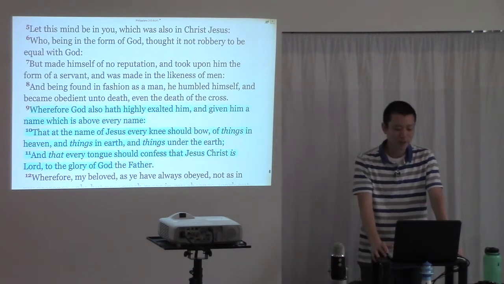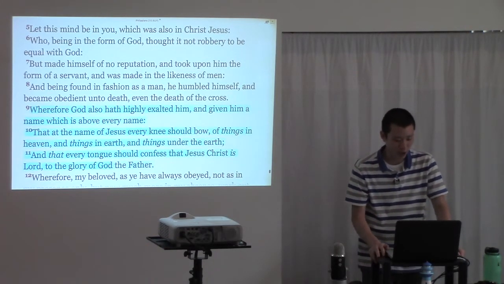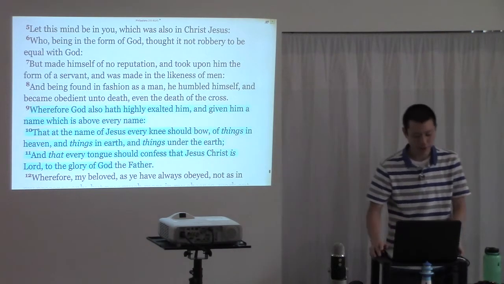And being found in fashion as a man, he humbled himself and became obedient unto death, even the death of the cross. Wherefore God also hath highly exalted him and given him a name which is above every name, that at the name of Jesus every knee should bow, things in heaven and things in earth and things under the earth, and that every tongue should confess that Jesus Christ is Lord, to the glory of God the Father."